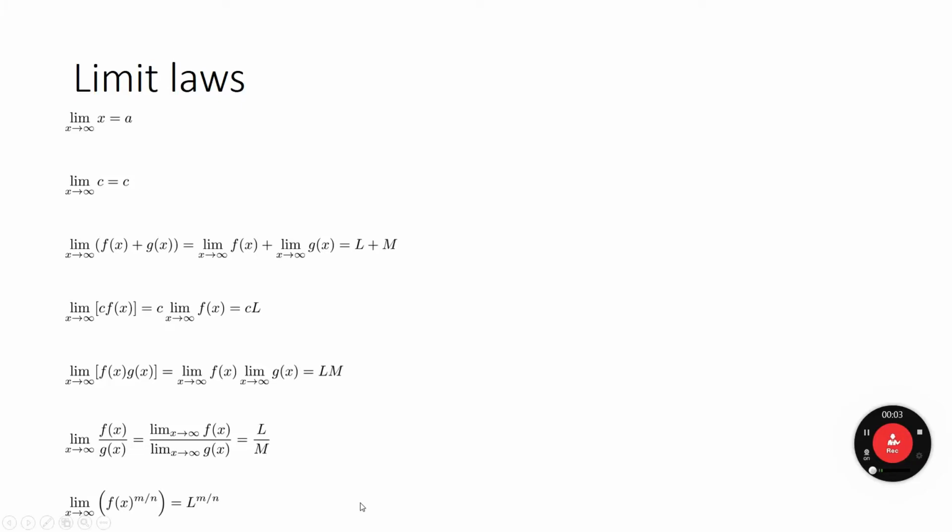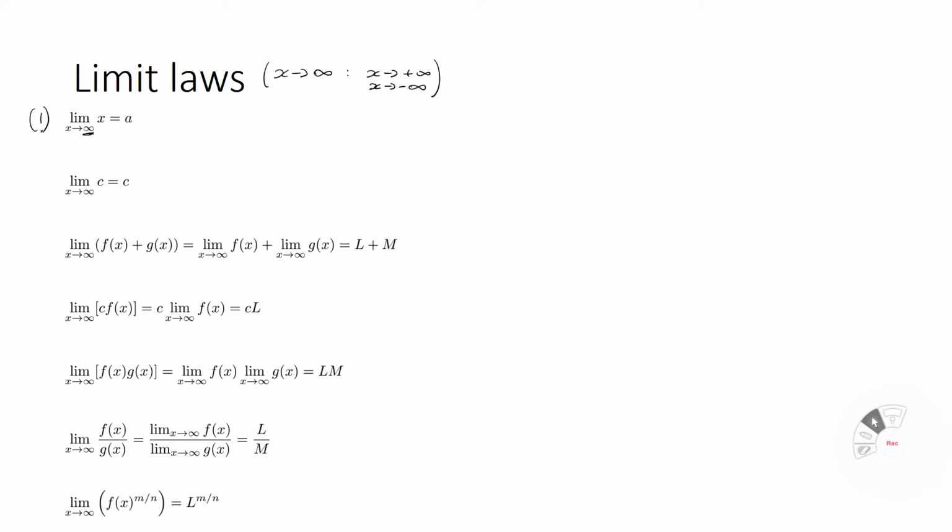Okay, for this section we're going to look at some limit laws. Mostly these limit laws are the same as for the case x going to a finite value a. If you compare, you'll see that they are very similar, just that now we look at x going to infinity. And here throughout, x going to infinity means either x going to plus infinity or x going to minus infinity. So just a shorthand.